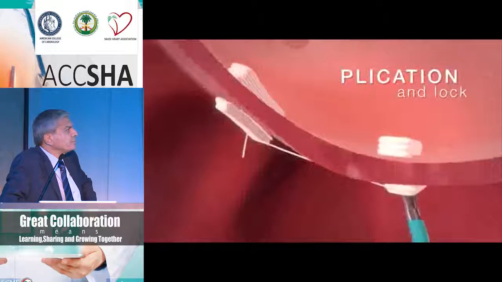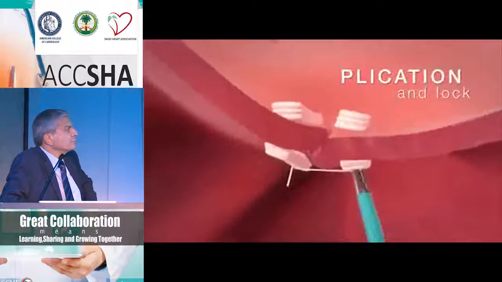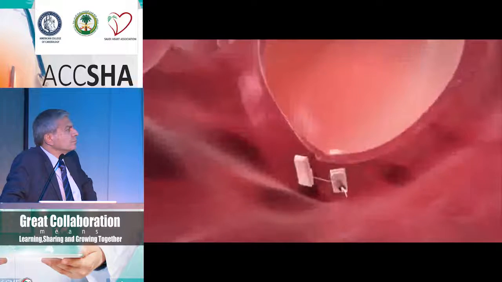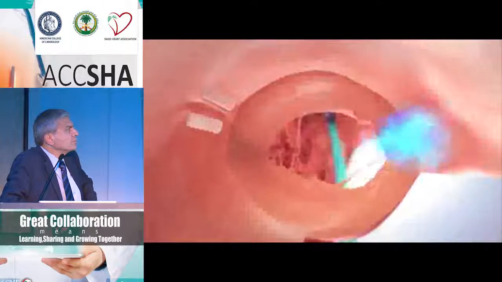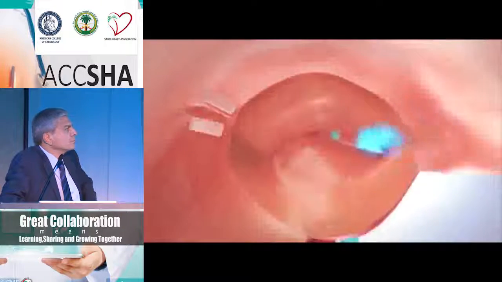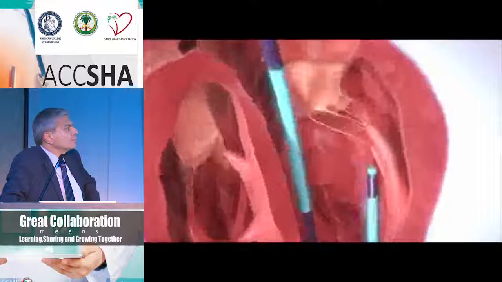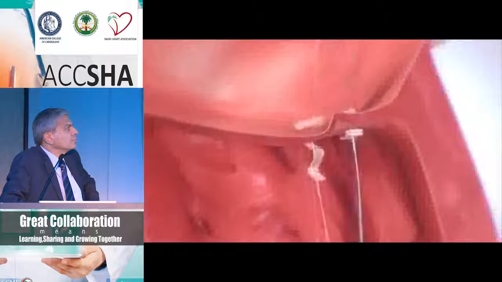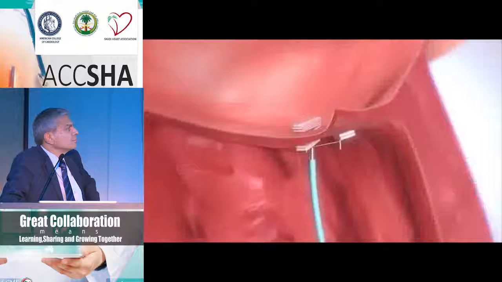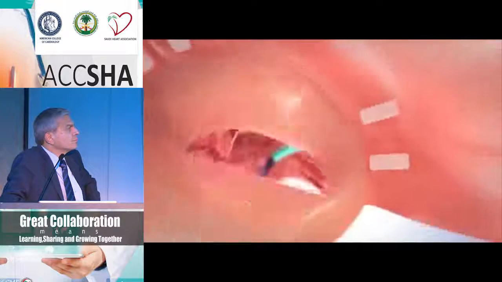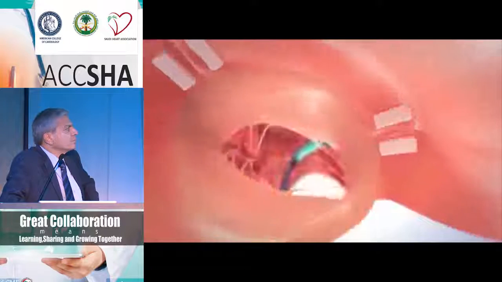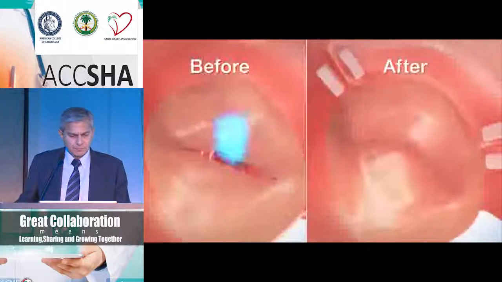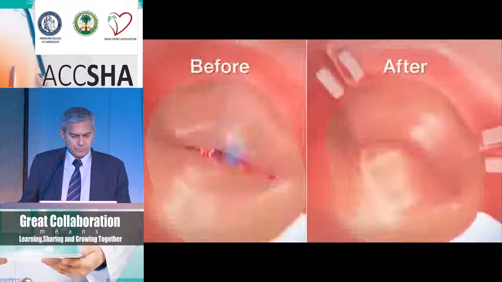Once the plication is confirmed, a stainless steel lock is deployed, securing the pledgets in place. When the same steps are followed on the opposite side of the annulus, the procedure is complete. With the Mitraline system, the circumference of the annulus is reduced, relieving the symptoms of regurgitation while preserving future clinical options for patients.